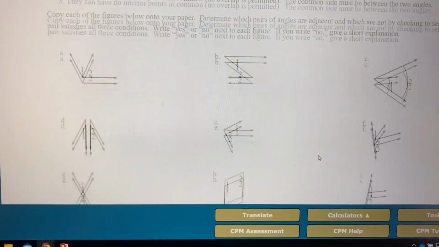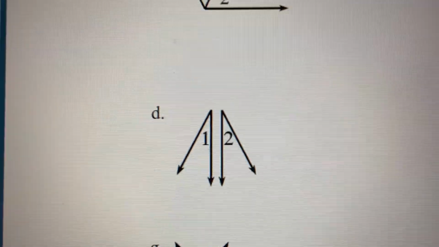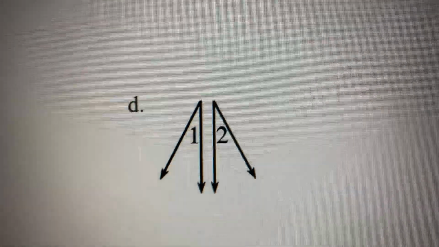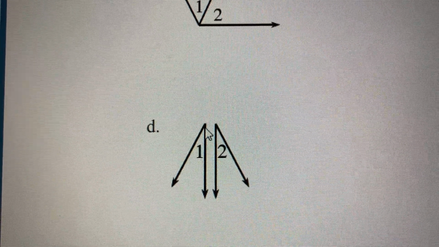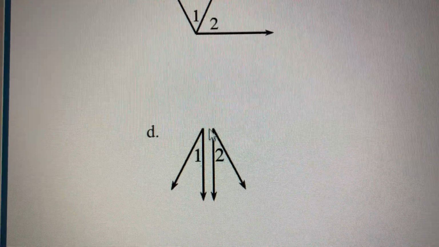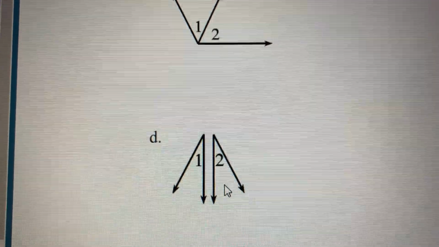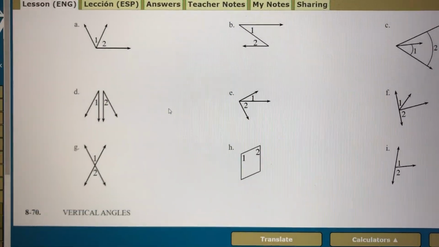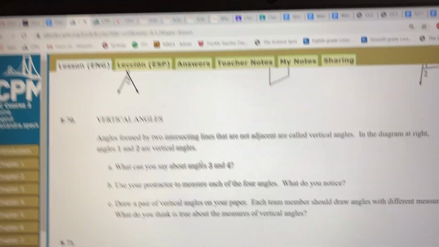All right. So we're only going to do, oh wait, I did D. Let's look. Do we think angles 1 and 2 are adjacent? Well, they are next to each other, but they're not coming together to form the same vertex. So those would not be adjacent. So the only one that was adjacent was A. If you want to do the rest, you can, but they're not required. All right, 8-70, almost done.